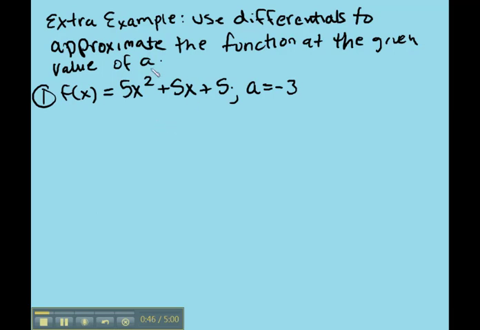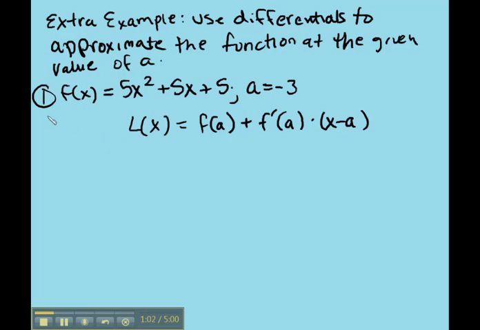Alright, so when I say you're going to approximate this, I'm talking about L of x. This is what I call linear approximation, alright? This is f of a plus f prime of a times x minus a. So this means that we're going to need to find f prime of x, and this is not that hard to do.